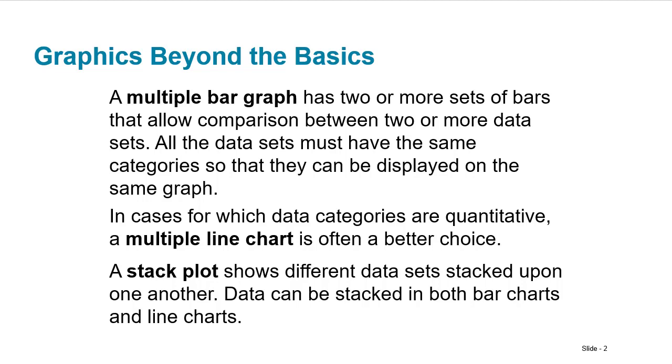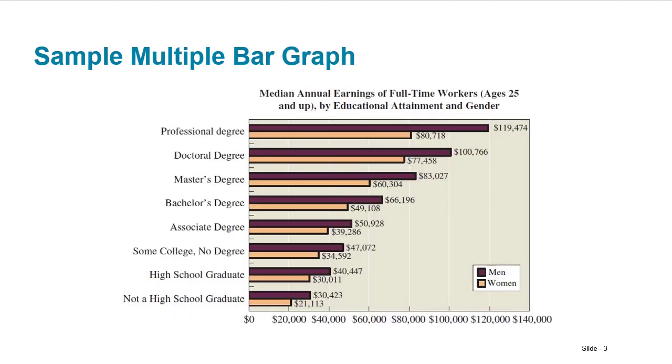So, different types of graphics. You're going to see multiple bar graphs, where you have two or more sets of bars that allow you to compare two or more sets of data, right? Also, a multiple line chart does the same thing, but with lines instead of bars. And then a stack plot shows different data sets stacked upon one another. In my opinion, these are terrible and they're confusing, and I would avoid using them. And if you come across them, good luck trying to determine what the heck they say.